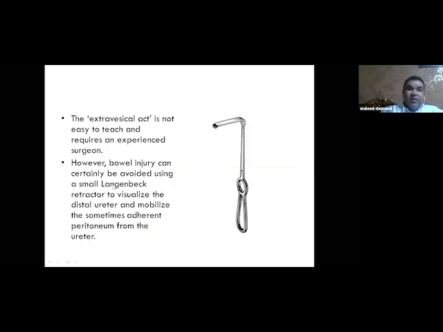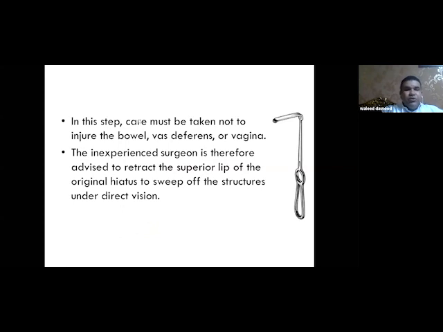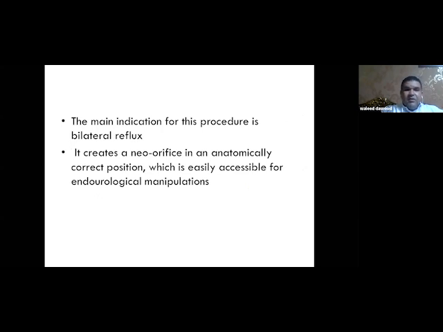The extravesical part, or the blind part, is not easy to teach and requires an experienced surgeon. However, bowel injury can certainly be avoided using this small Langenbeck retractor to visualize the distal ureter and mobilize sometimes adherent peritoneum from the ureter. In this step, care must be taken not to injure the bowel, vas, or vagina. The inexperienced surgeon is therefore advised to retract the superior lip of the original hiatus to sweep off all structures under direct pressure. The main indication is bilateral reflux, but it can be done in unilateral reflux. It creates a new orifice in an anatomically correct position, which is accessible for endourological manipulation, as opposed to Cohen procedures.